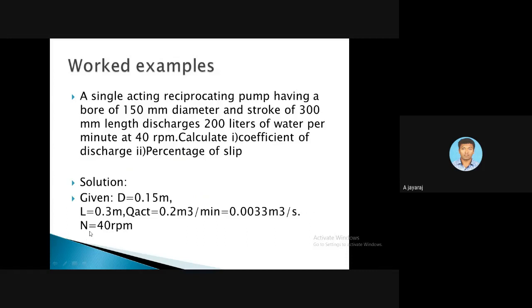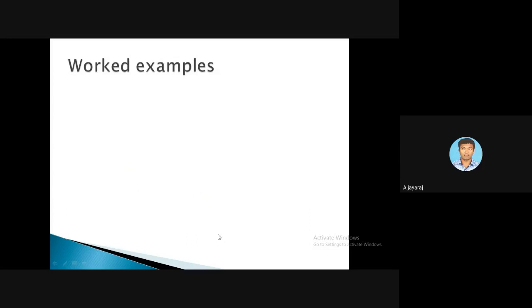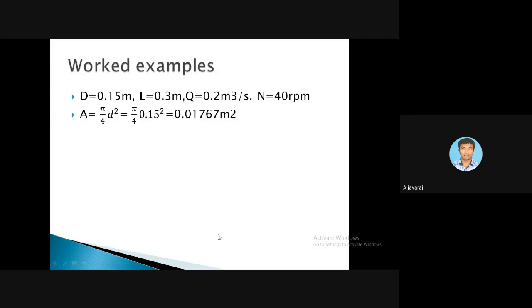So the speed of the pump is 40 rpm. So we know these basic details. With this we'll be able to find out the area of the pump, given the diameter: pi by 4 d square, which will give 0.01767 meter square.